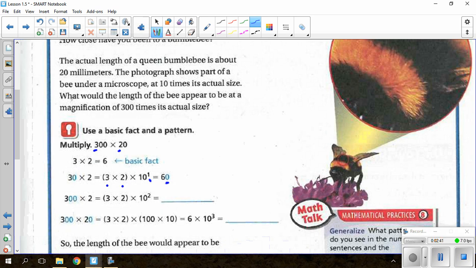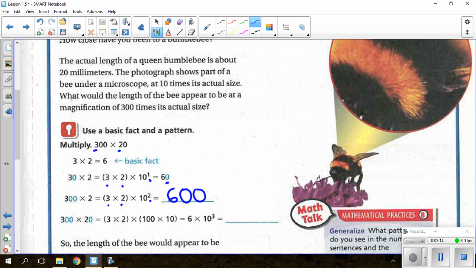Going to the next one down, we have 300 times 2. So we're still multiplying the 3 times 2, the basic fact, which we again know equals 6. And this time, times 10 to the second power, the exponent tells me again how many zeros I need to place behind my basic fact. So my basic fact being 6, I need 2 zeros behind that, because the 2 for the exponent in 10 to the second power tells me that I need 2 zeros.